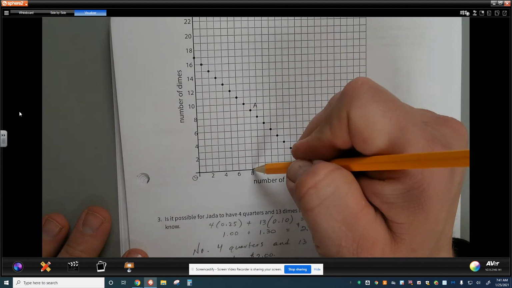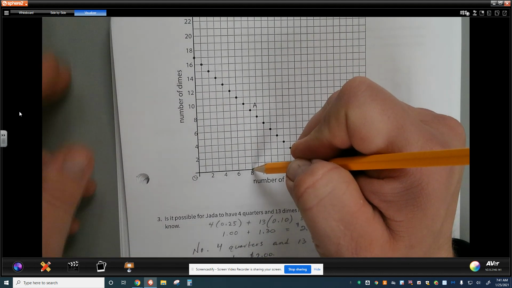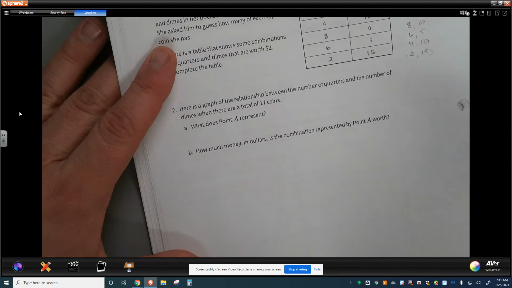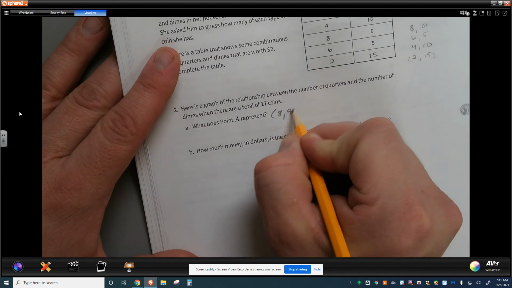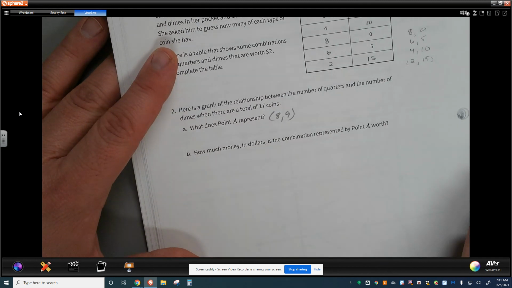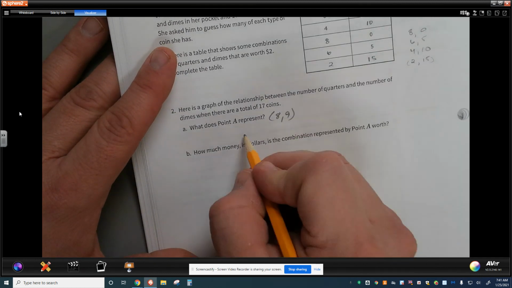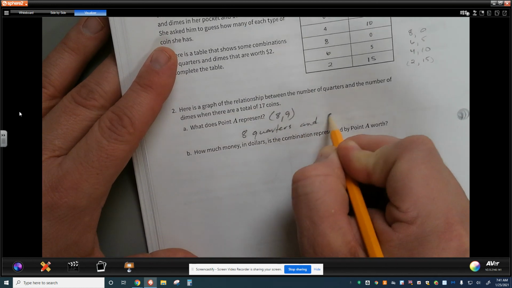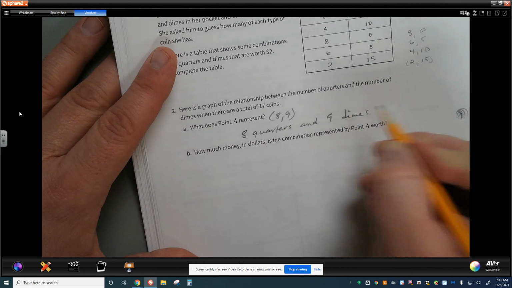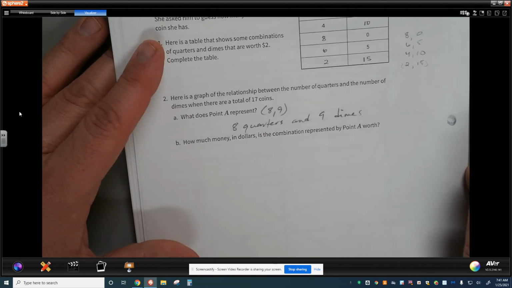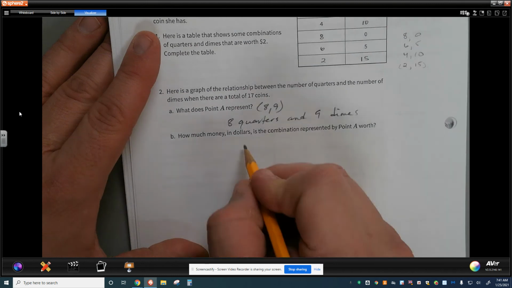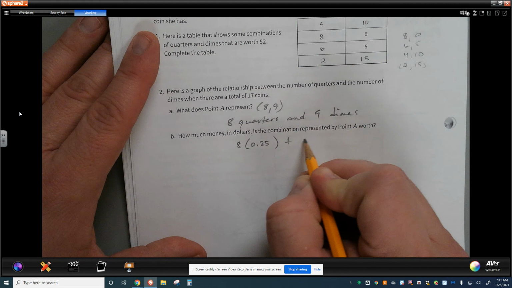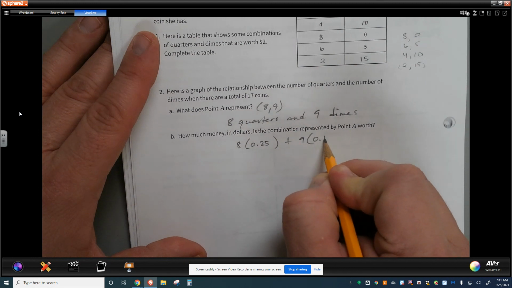As we saw right here with point A, what does point A mean? That's 8 and 9. We're going to go back to this. What does it actually mean? What does it represent? That's 8 quarters and 9 dimes. And then how much money in dollars is the combination represented worth? So we have 8 quarters at 25 cents a piece, plus 9 dimes at 10 cents a piece.